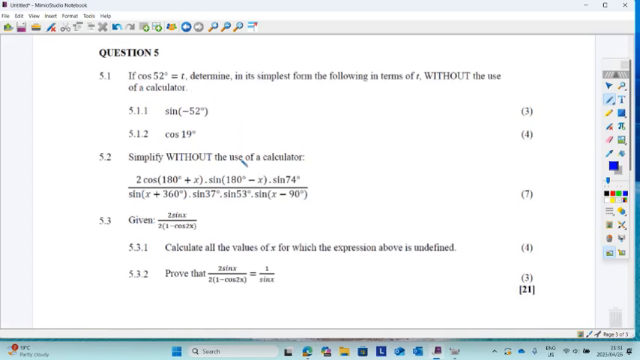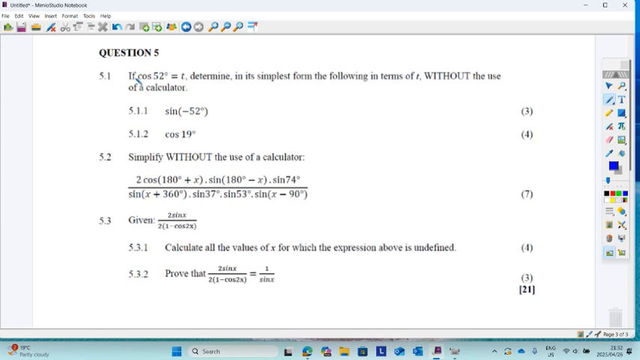This is grade 12 trigonometry revision. Let's go through these questions. It's just 21 marks, very few questions.